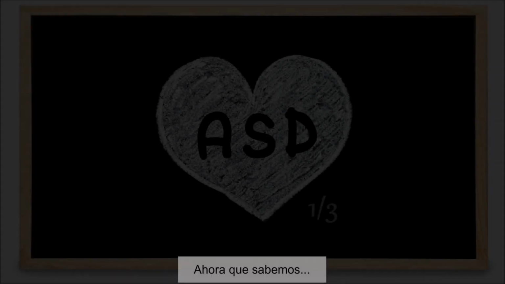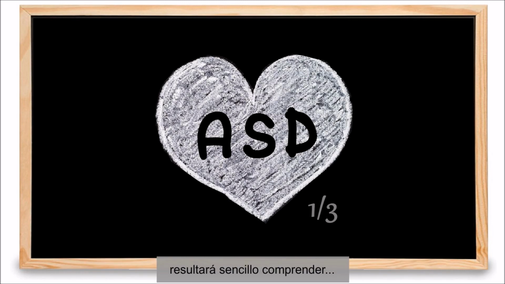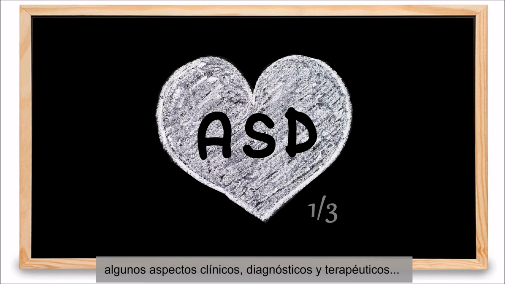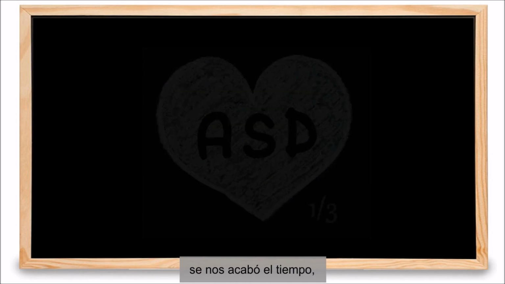Now that we know how the atrial septal defects are produced, it will be easy to understand some of the clinical, diagnostic, and therapeutic aspects related to this pathology. However, our time is over.